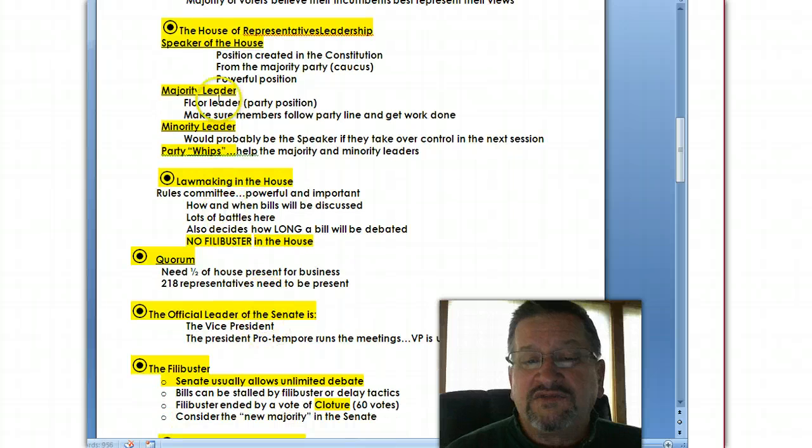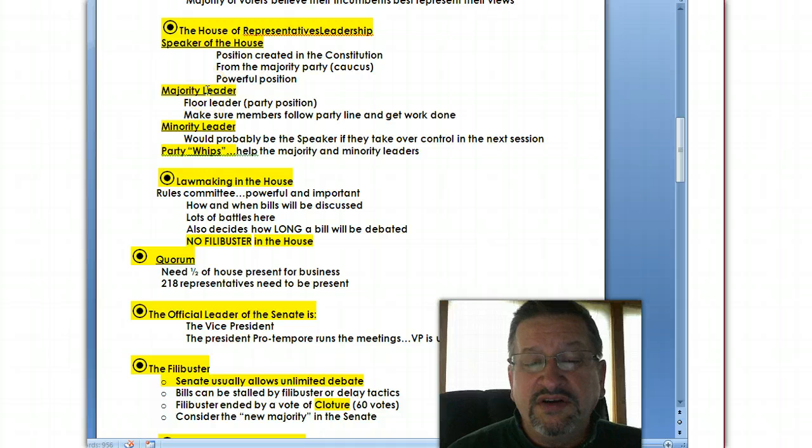All right, House of Representatives leadership. Well, we know that the Speaker of the House is the leader of the House of Representatives. It's created by the Constitution. The Senate doesn't have one. And that Speaker of the House is from the majority party in a very powerful position.